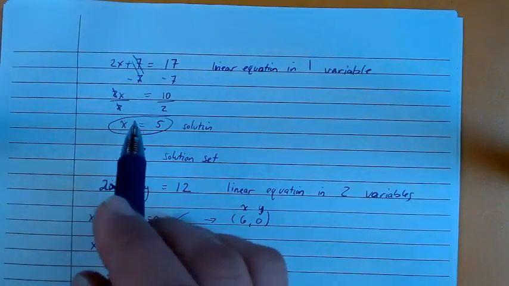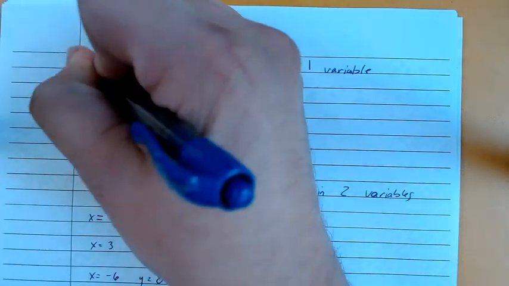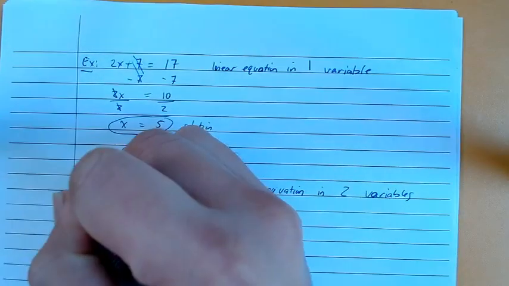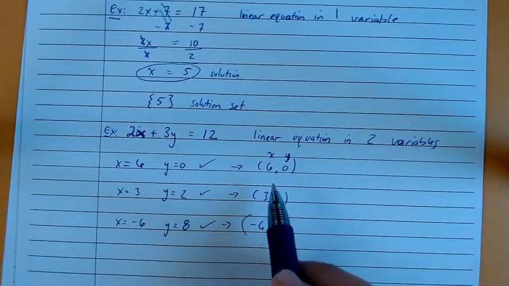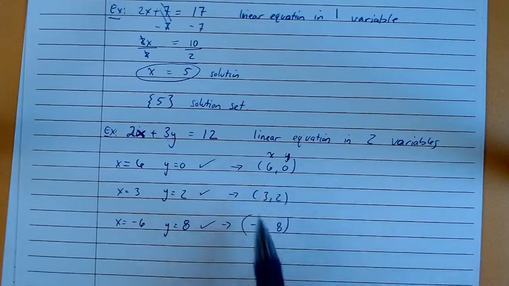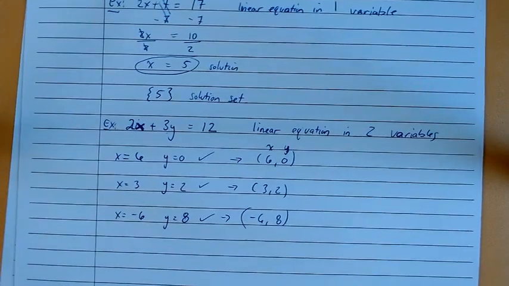When you have just one solution to find, you find it and you're done. However, when you have multiple solutions that you're going to need to find, with a linear equation in 2 variables, you'll have lots of solutions that are ordered pairs, right? They're all going to be ordered pairs. But because they're ordered pairs, that means we can graph them.